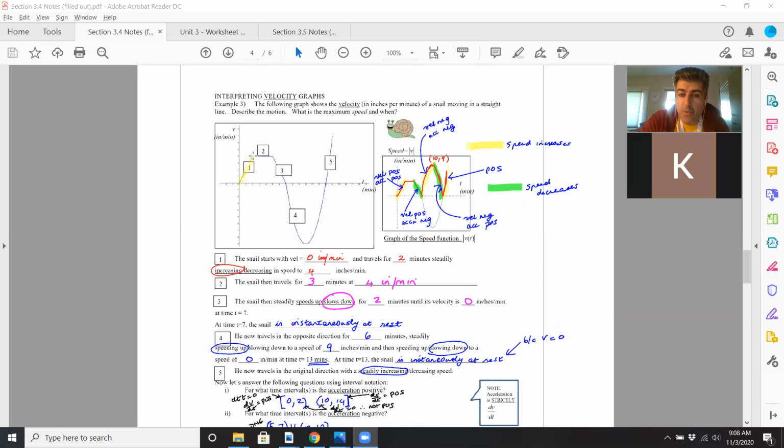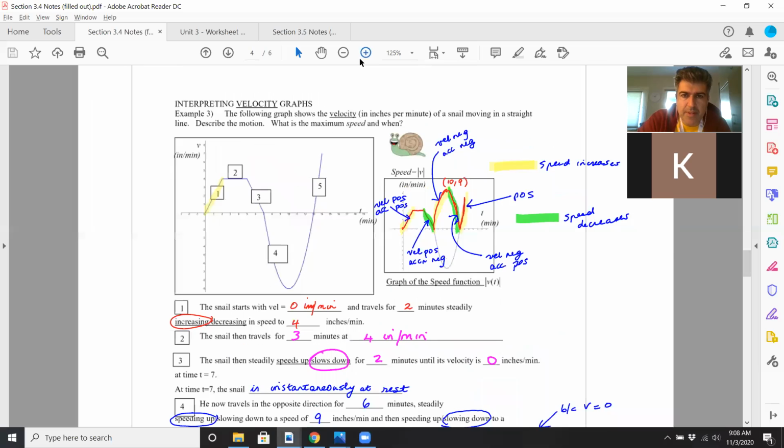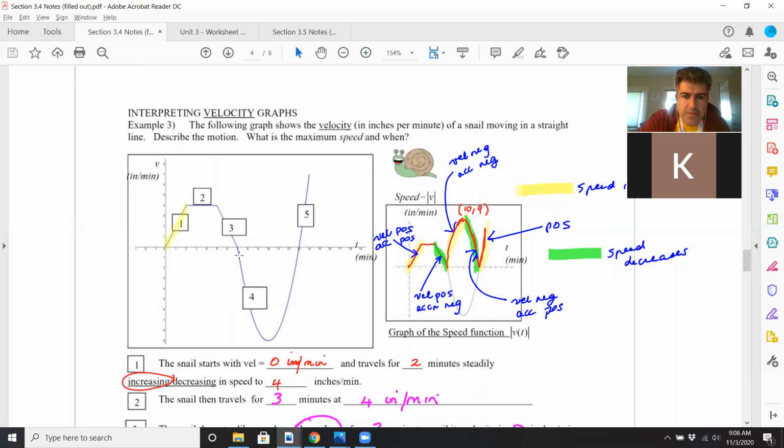It accelerates up to 4 inches per minute, okay? And then it stays at the same velocity for a few minutes. And then all of a sudden, it slows down. So instead of staying at 4 inches per minute, it's slowing down a little bit, almost coming to a stop. It comes to a stop specifically, let me expand that, that's hard to read, at 7 minutes.